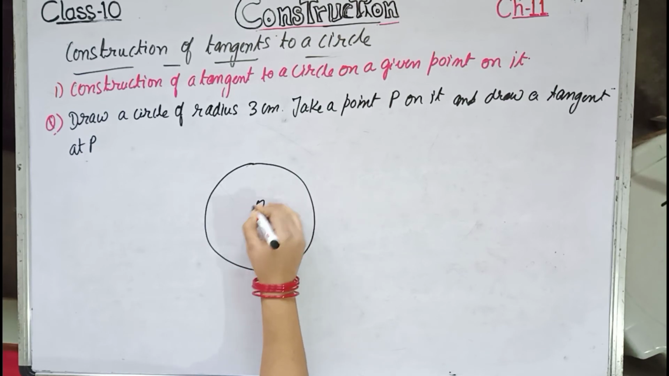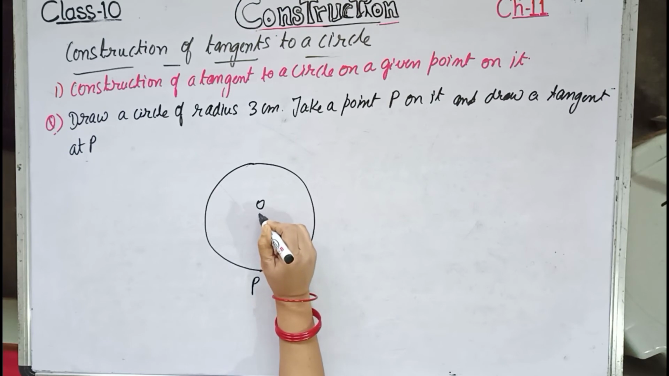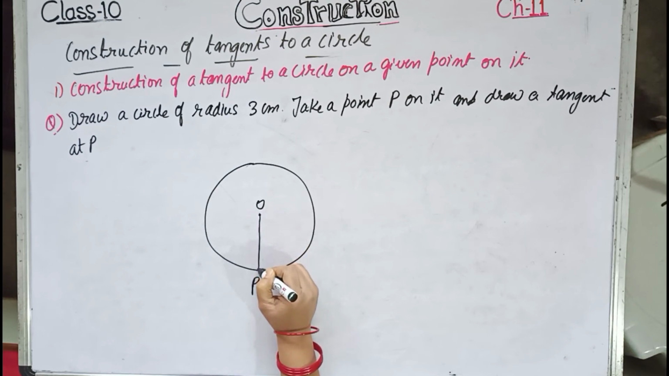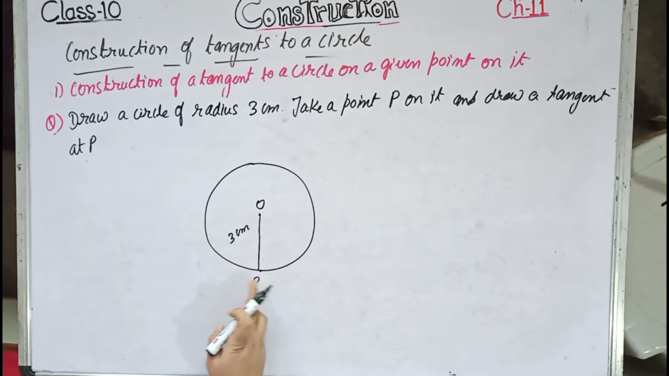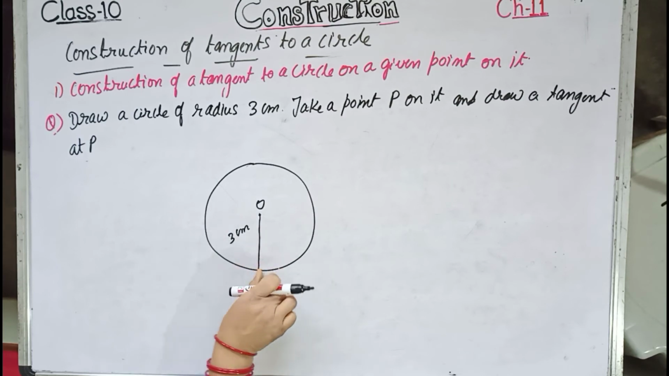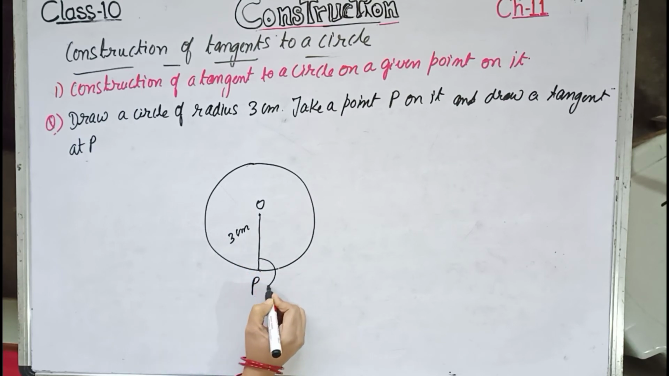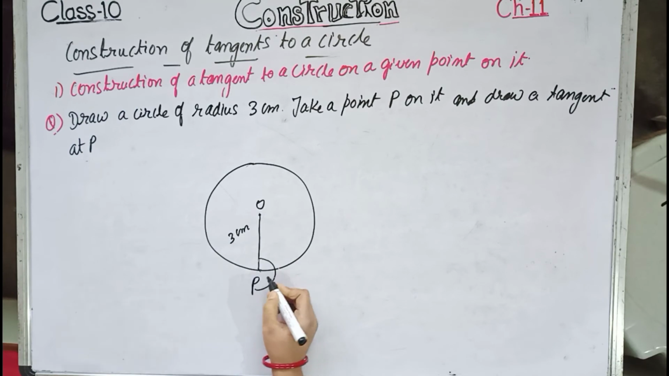Now this is a circle of radius 3 centimeter. Let the center be O. Now let the point P be here on the circle. Now I have to draw a tangent at the point P. This is the radius of the circle of length 3 centimeter. Now we know that the tangent is always perpendicular to the radius. So over here you put the tip of the compass and draw an arc. Okay, now putting the tip of the compass over here, make an arc and draw 90 degree.